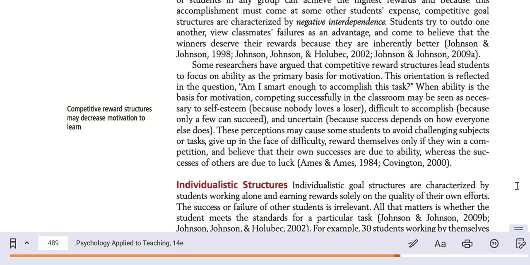These perceptions may cause some students to avoid challenging subjects or tasks, give up in the face of difficulty, reward themselves only if they win a competition, and believe that their own successes are due to ability, whereas the successes of others are due to luck.